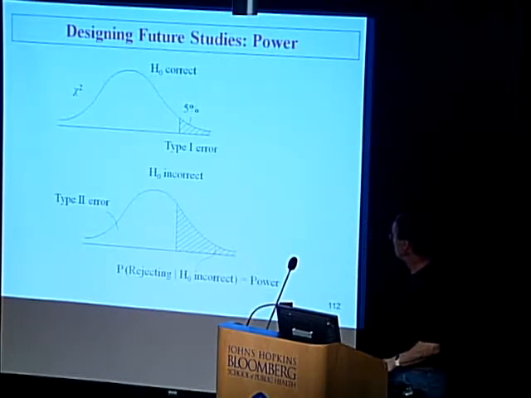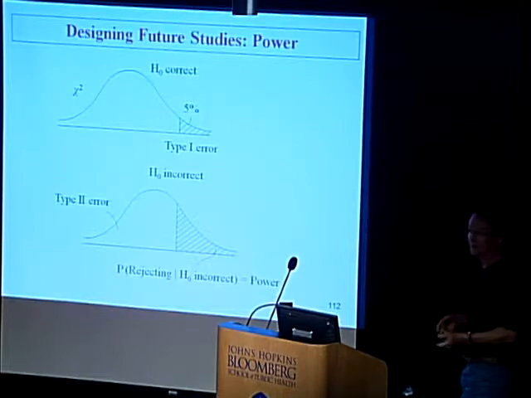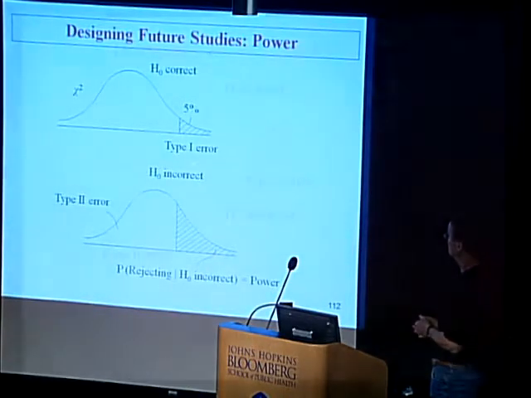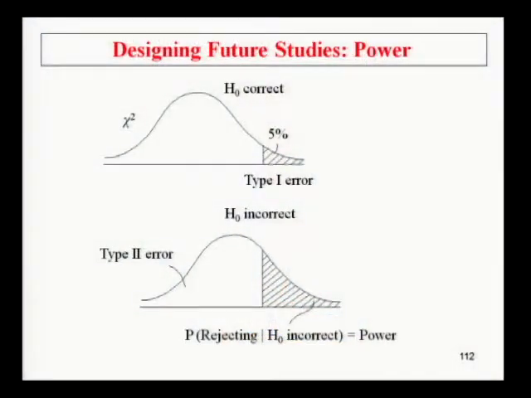So just to remind you what power is, in case you forgot the early training, you have a chi-square distribution here for testing, and you have a critical value here, and the probability of getting a chi-square value above that critical value is 0.05 when the hypothesis is correct, when the model is correct. That's a type 1 error. Type 1 error should be fairly small when the model is correct.